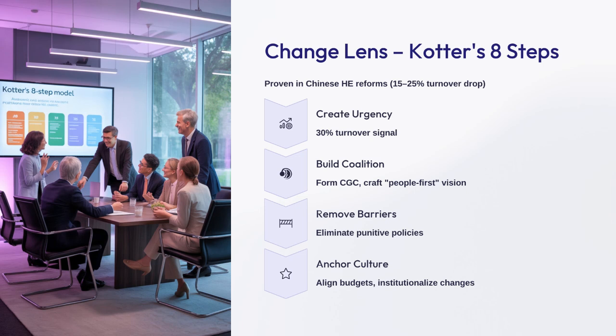And for steps 7 and 8, consolidate gains and anchor culture. Retention metrics enter the annual budget cycle and exit interview data feed continuous improvement. Kotter therefore offers both roadmap and metric spine.